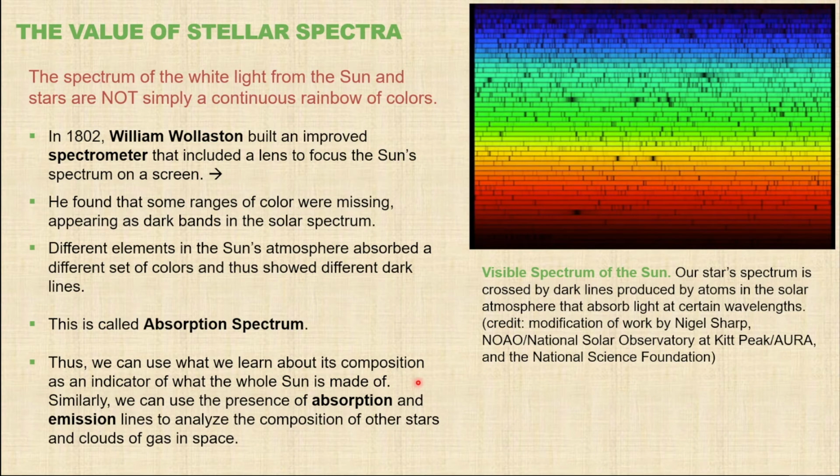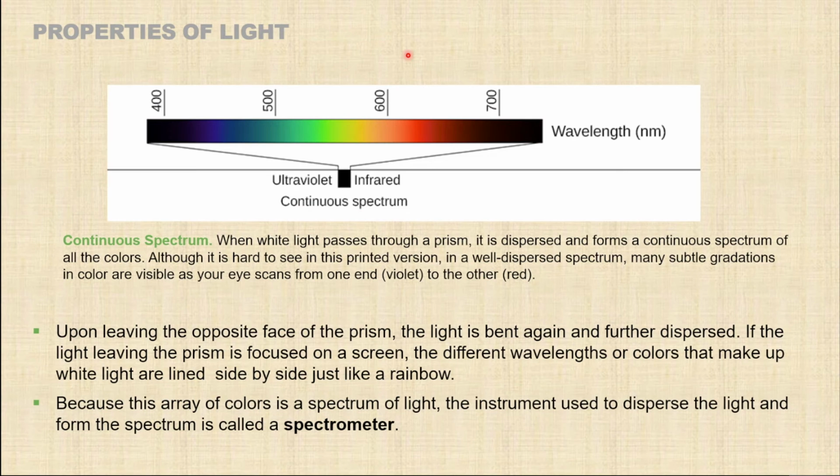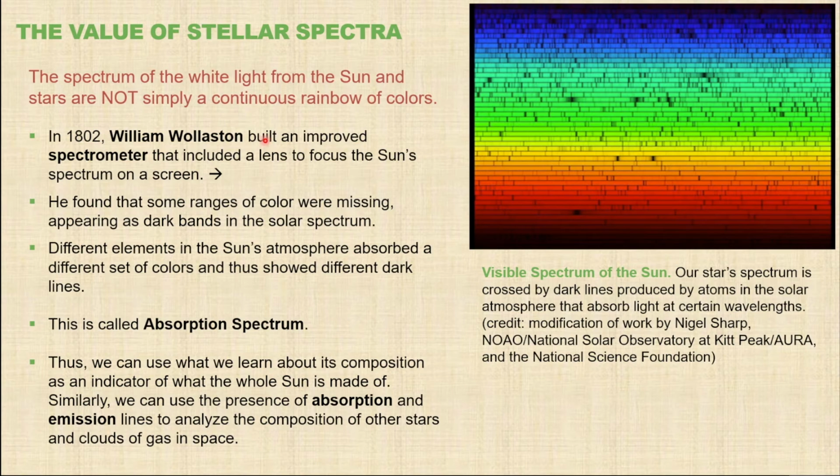This concept here, sending white light through a very simple prism, is the simplest spectrometer. It dispersed the light into a continuous spectrum, and we saw these rainbow colors. The spectrum of white light from the sun and stars is not simply a continuous rainbow of colors. And this was the biggest finding in astronomy.